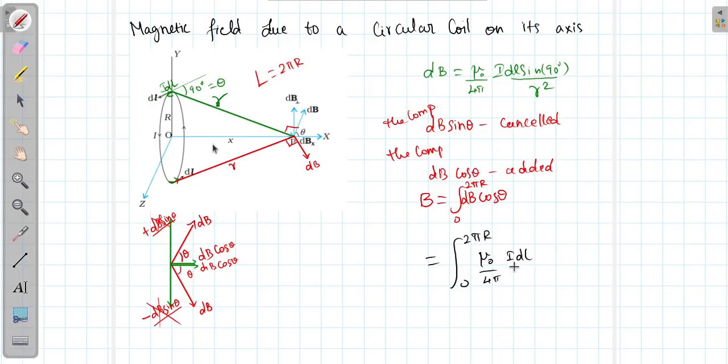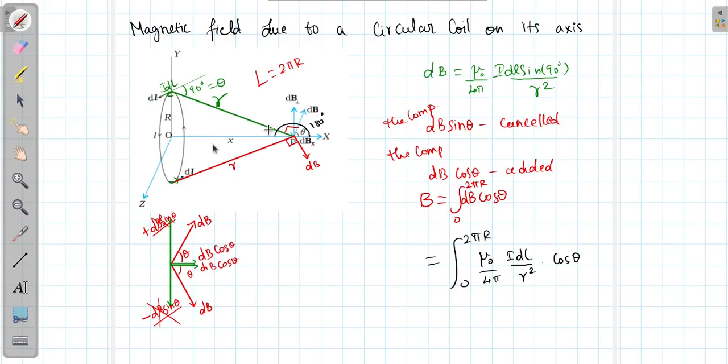You just ignore this one. R squared cos theta. And we have to go for the value of cos theta. Now, how to find cos theta? See this one, the entire angle is 180 degrees, right?